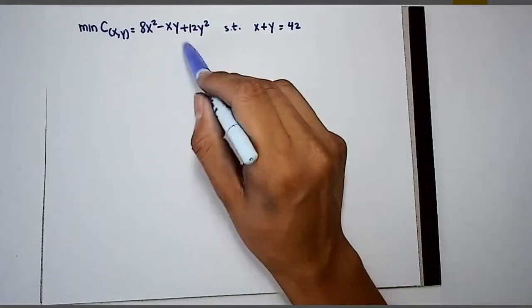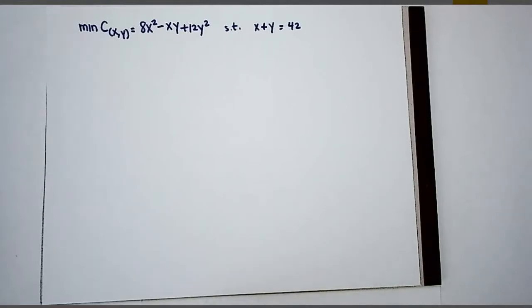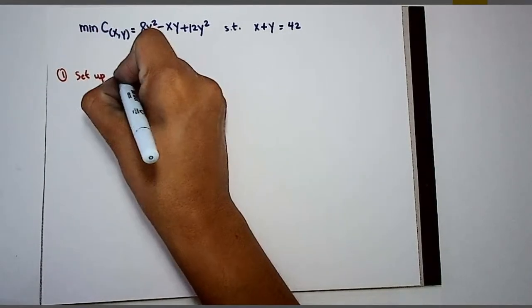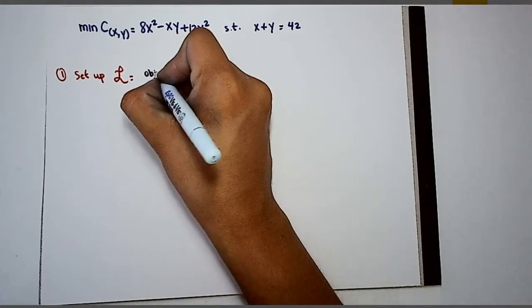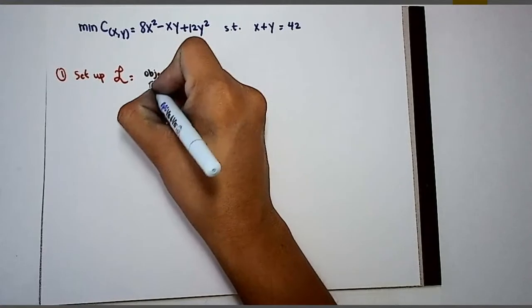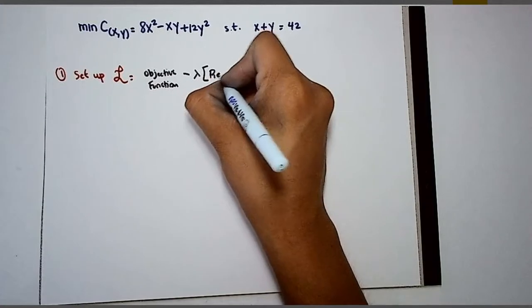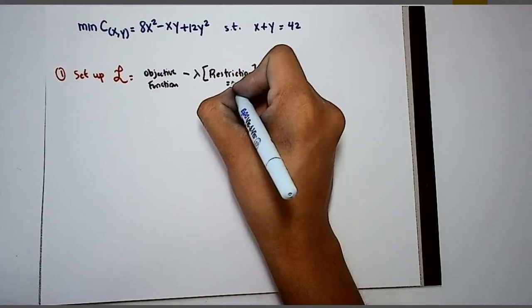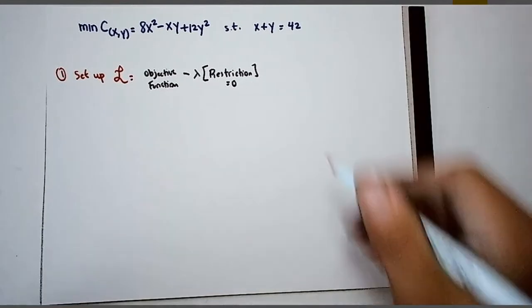Here we have our cost minimization problem, in which we have the cost function subject to this quota constraint. But remember, in order to set up our Lagrange function, which is equal to the objective function minus lambda times the restriction, we have to have one of the sides equal to 0 for the restriction. So here we have our constraint.